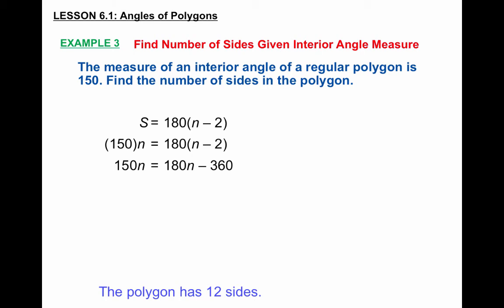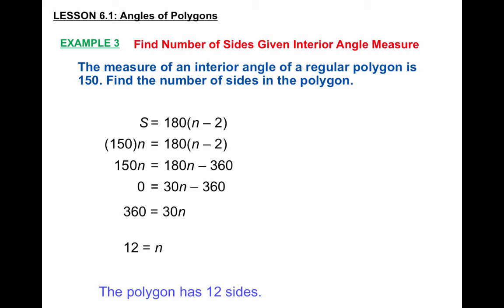So what I would go ahead and do is distribute the 180 all the way across. So we get 150n equals 180n minus 360. And then I'm just going to solve for n. So I subtracted 150n over and then added the 360 over. And I just did this to keep everything positive. There's multiple ways you could have done this. And then lastly, divide by 30. So there's where we get our 12.